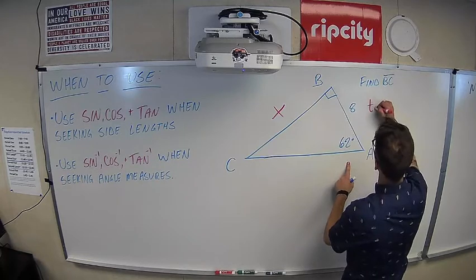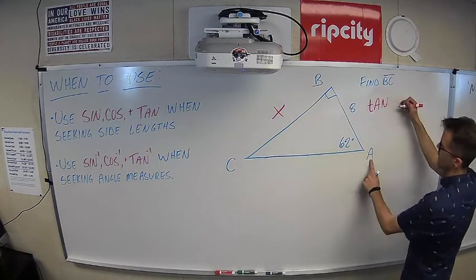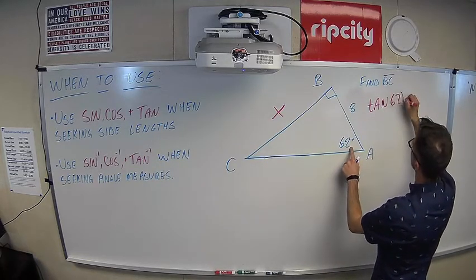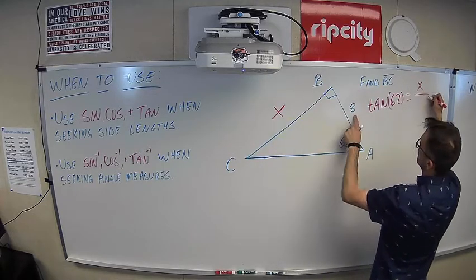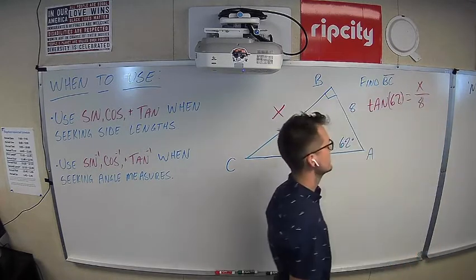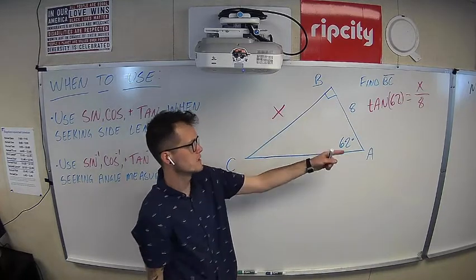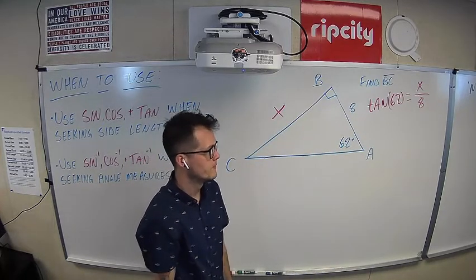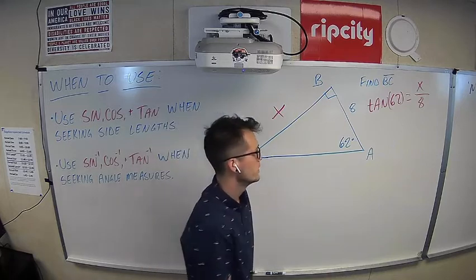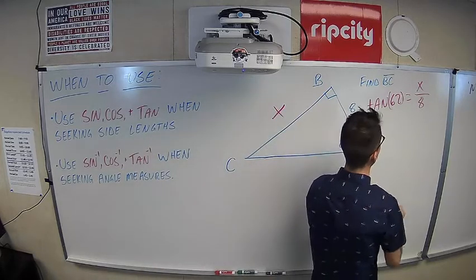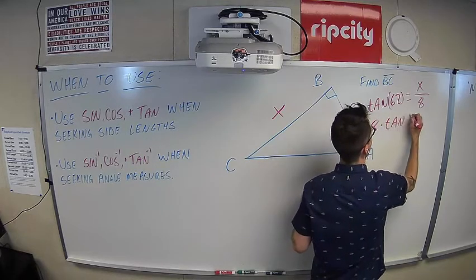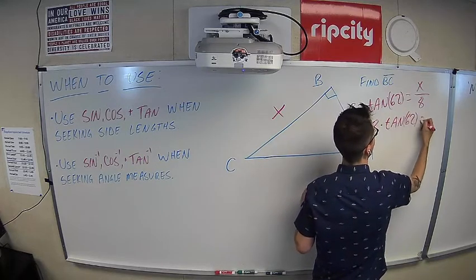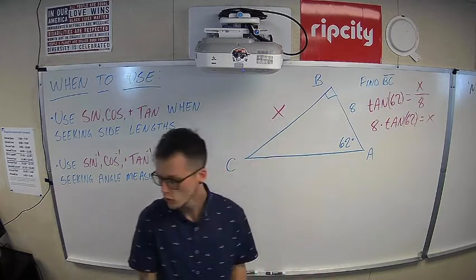I'm going to say that the tangent of angle A, which happens to be 62 degrees, equals the ratio of the opposite leg over the adjacent leg. So tangent of 62 equals x over 8. One step, algebra 1 here, multiply both sides by 8. When we do that, we learn that 8 times the tangent of 62 equals x. That is our goal, is to find x.